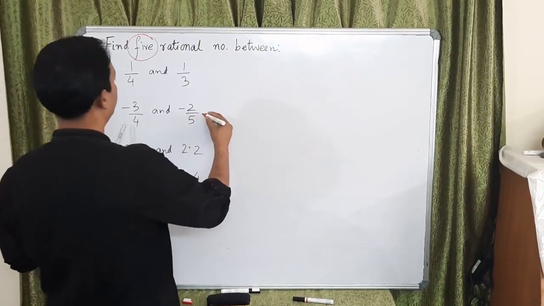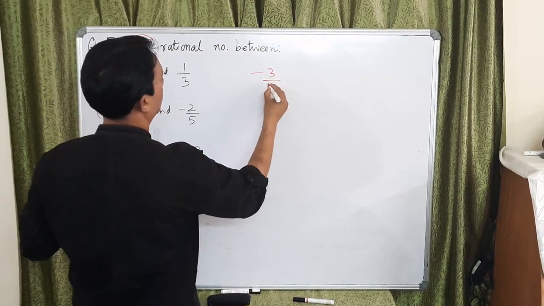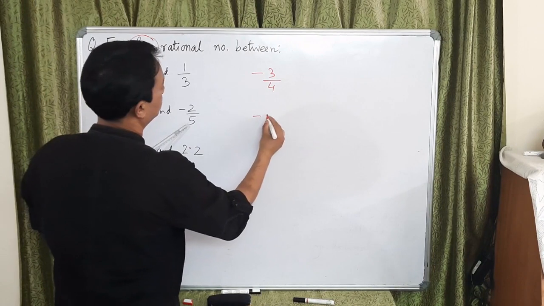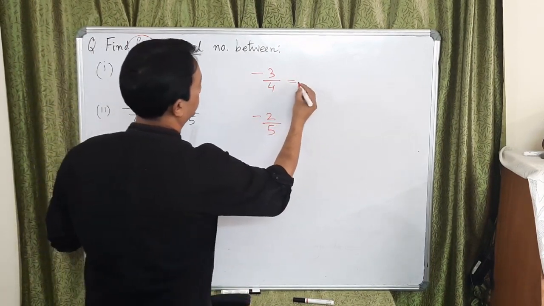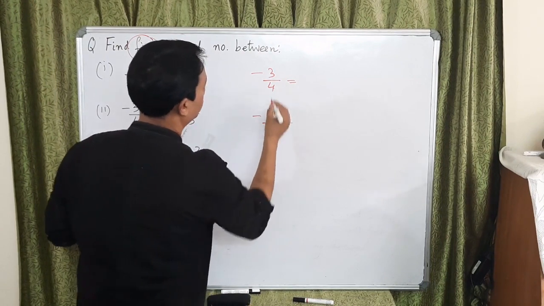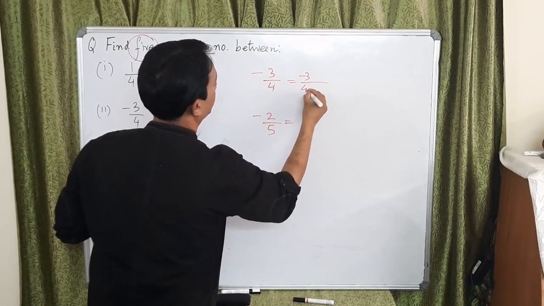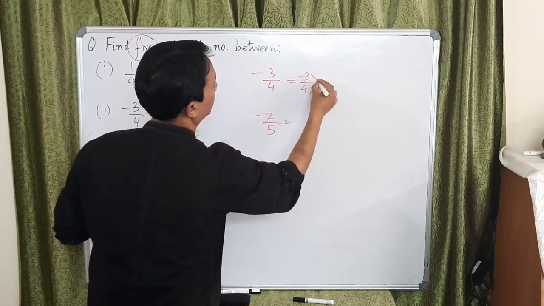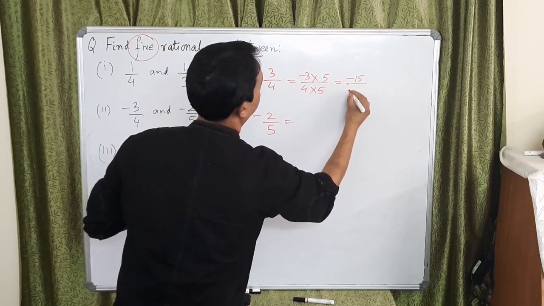In the same way, we can do this one. So we have minus 3 by 4 and minus 2 by 5. Now, the first step is to take the LCM of 4 and 5, which will be 20. To make it 20 here, we'll multiply by 5. Here also we'll multiply by 5. So it will be minus 15 by 20.